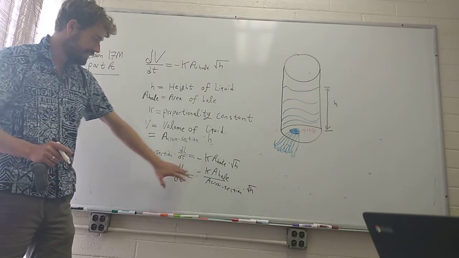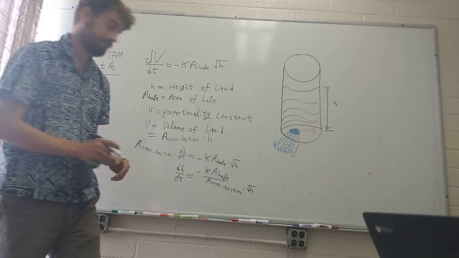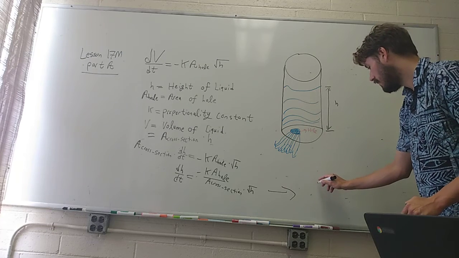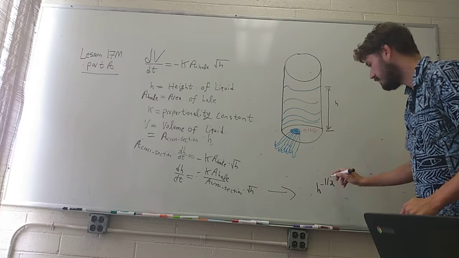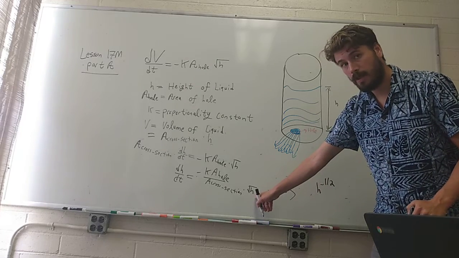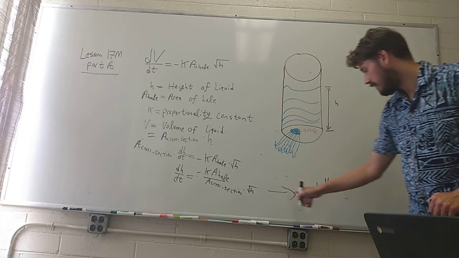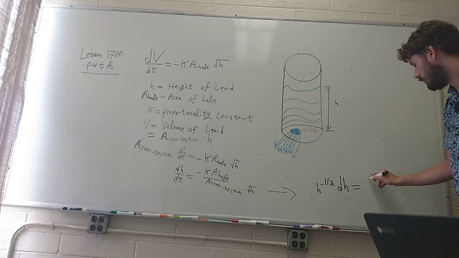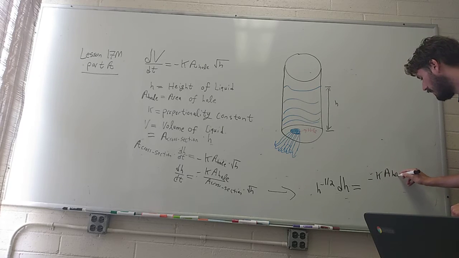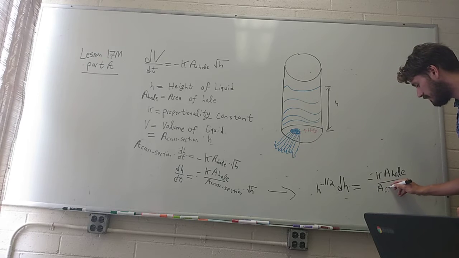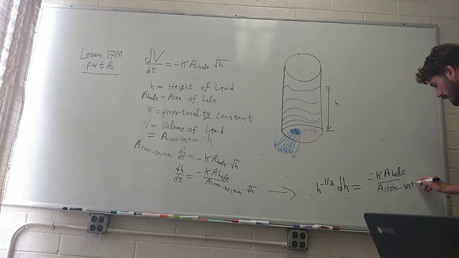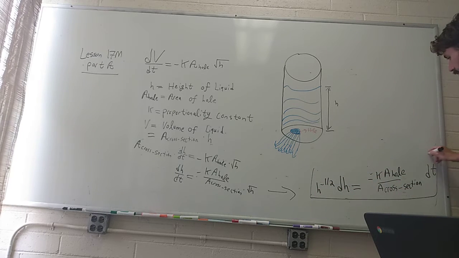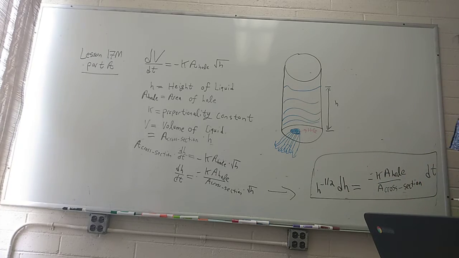If you notice, if you bring dt to the other side, this actually ends up being a separable equation. And it can be rewritten as follows. The square root of H is the same as H to the 1/2. Multiplying both sides by H to the negative 1/2 brings H to the negative 1/2 to the left-hand side, times dH is equal to minus K times the area of the hole divided by the area of the cross section, times dt.